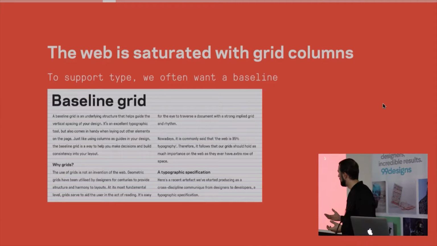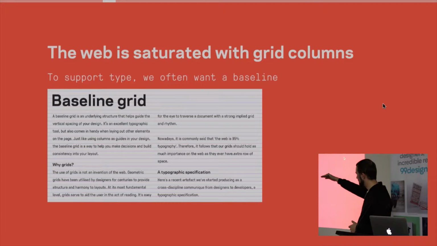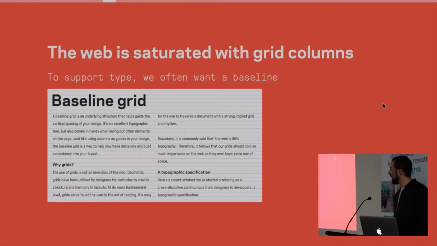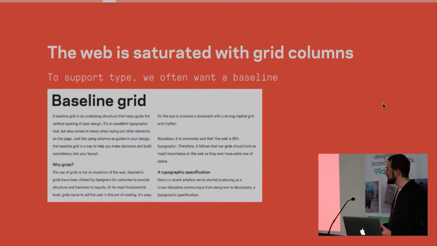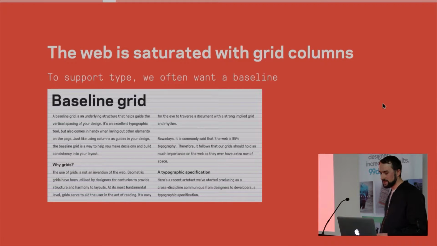For anybody who doesn't know, a baseline grid is the lines that go underneath the baseline of the type. So where those grid lines are running, that's the baseline of text. And this really stands out when you've got multiple columns, especially on an interface.